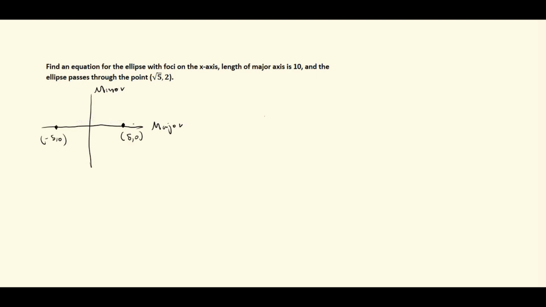And then because this is the major axis, that tells us that a is going to equal the distance from the center to this vertex, which is 5. So that's our a. So now we want to find what b is equal to. So we want to know the distance on the y-axis. And the other information we're given is that the ellipse passes through the point square root of 5, 2. So we know that this ellipse is going to have the form x squared over a squared, because x is the major axis, so a squared is going to be below the x squared term, plus y squared over b squared is equal to 1.